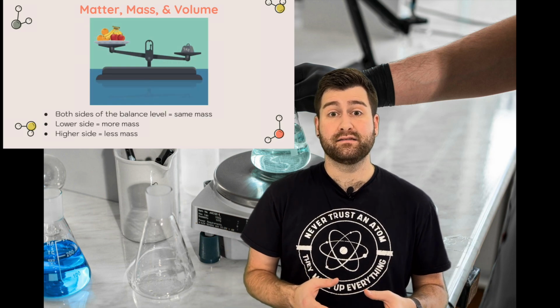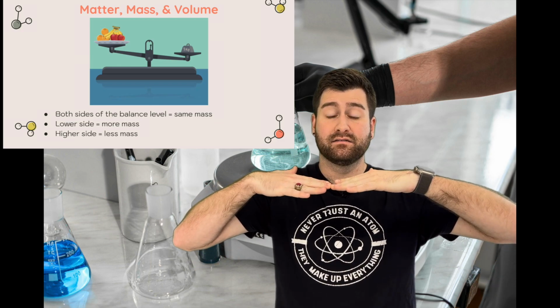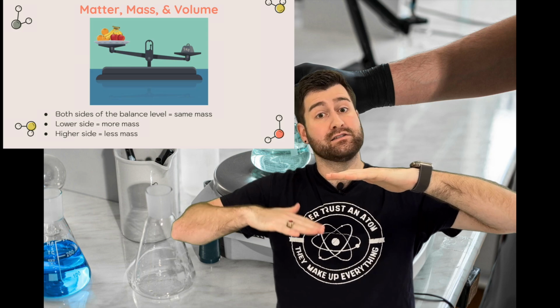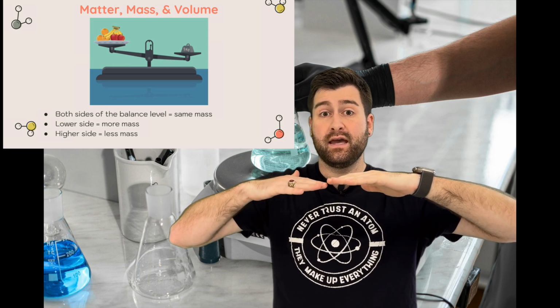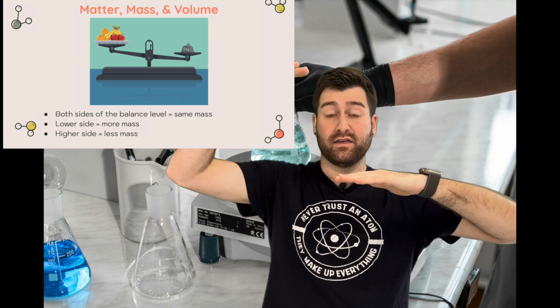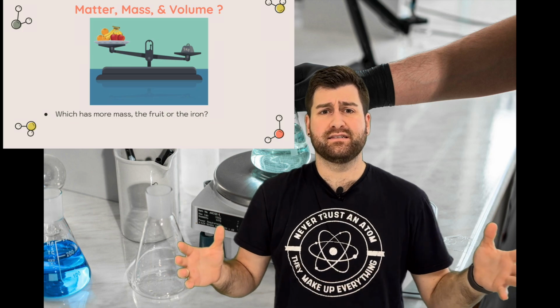When using a balance, if both sides of the balance are level, the items have the same mass. If one side of the balance is lower than the other, the side that is lower has more mass on it. If one side of the balance is higher than the other, the side that is higher has less mass on it. Let's apply it to an example.